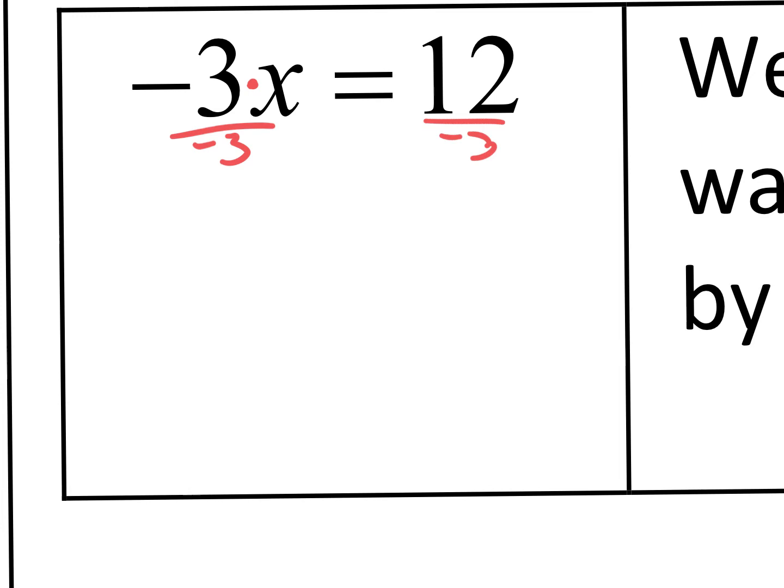Okay, so on the left side, a negative 3 divided by a negative 3 is 1. So I could put 1x, or I could just put x. X is nicer. Bring down the equal sign. And on the right side, what's 12 divided by negative 3? 4. And based on the rules that we learned before, a positive divided by a negative is a negative. So x equals negative 4.